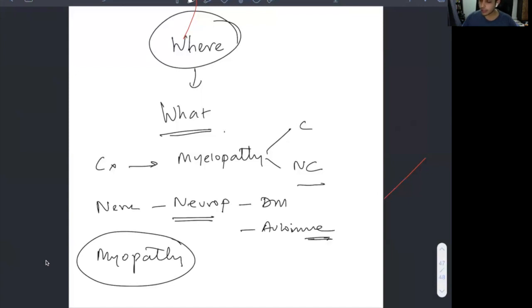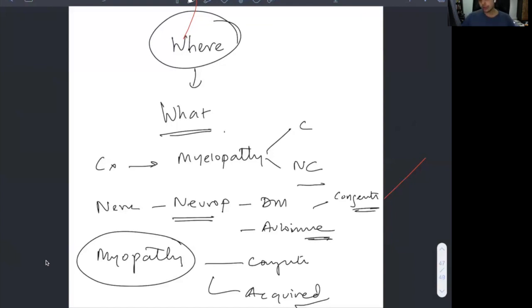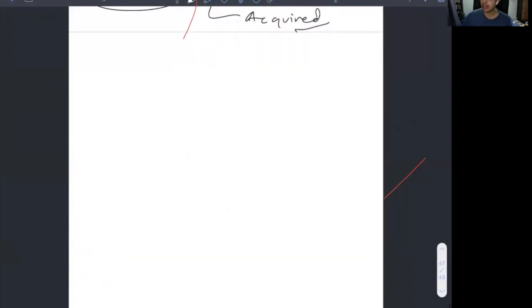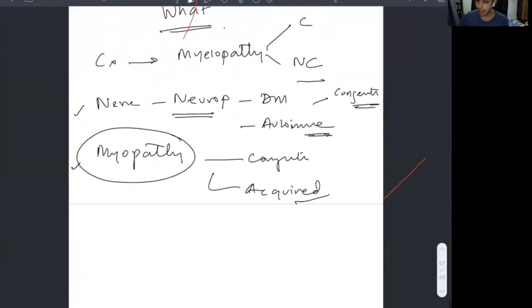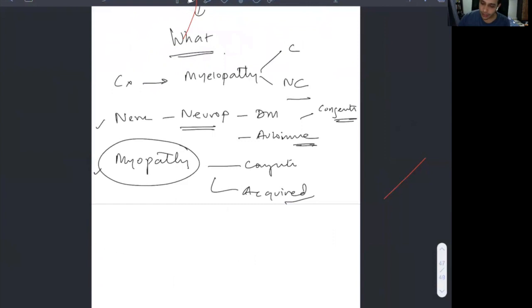And in all of this, it could be a congenital neuropathy, a congenital myopathy, or an acquired myopathy, or an acquired neuropathy. I'm not going too much into detail in this because I hope to do one class each on neuropathy and myopathy. So hopefully we'll go into a little bit more detail there. And so what is the lesion and why is the lesion are very closely interlinked.